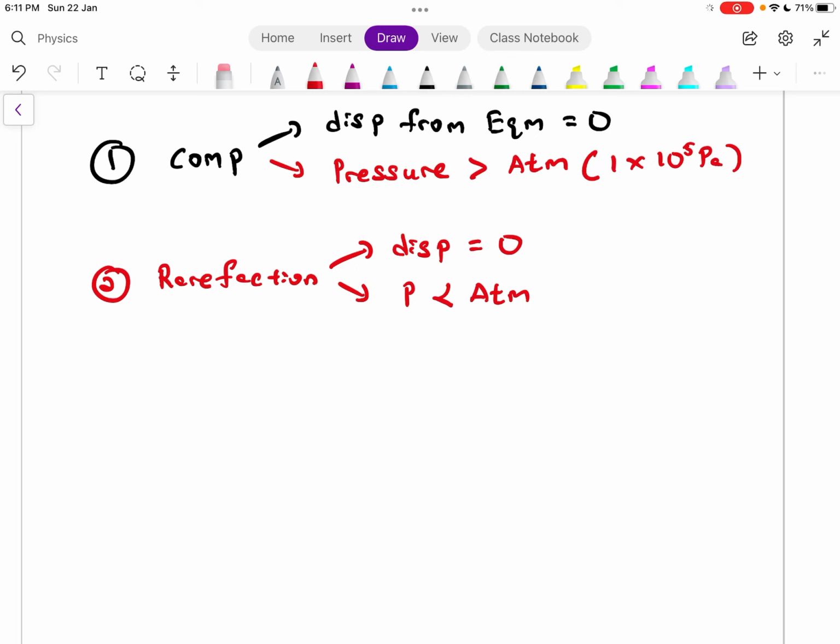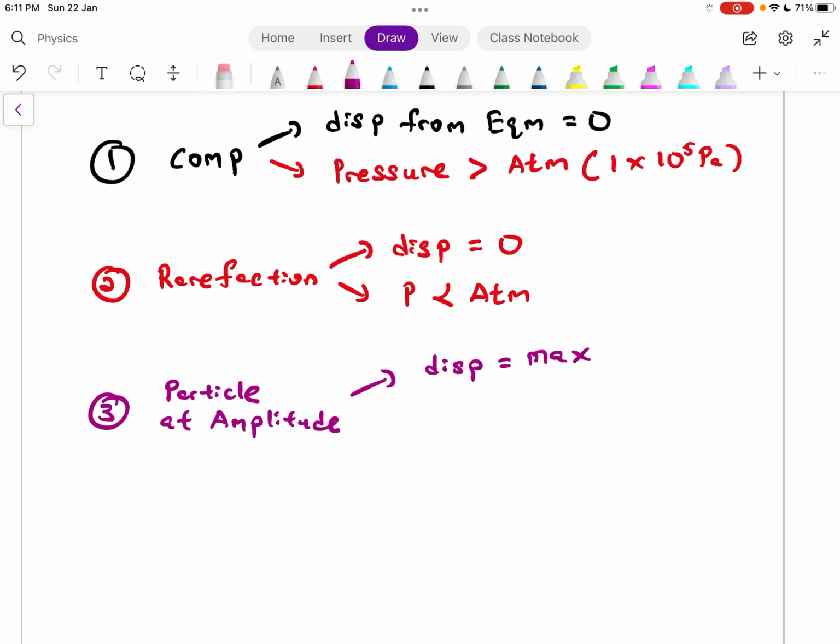Alright, so okay, then third will be the particle at amplitude. So for the particle at amplitude, the displacement is equal to maximum. Okay, of course the second will be pressure, so the pressure will be equal to ATM. Alright, so these are the three particles that we are interested in the sound topic.